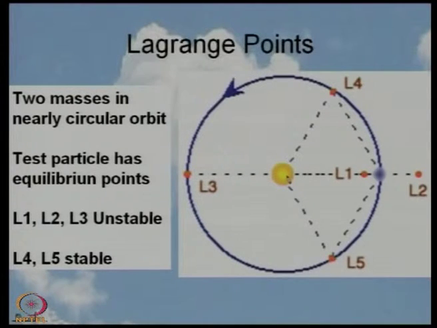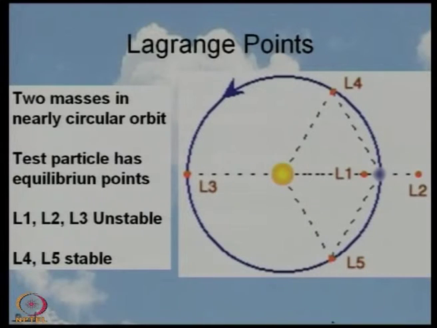Okay. So, in this rotating frame, the third particle has 3 forces acting. There is a centrifugal force acting outwards from the center of mass, and there is the gravitational attraction of this object, and there is the gravitational attraction of this object. Okay. That is the question addressed by Lagrange.